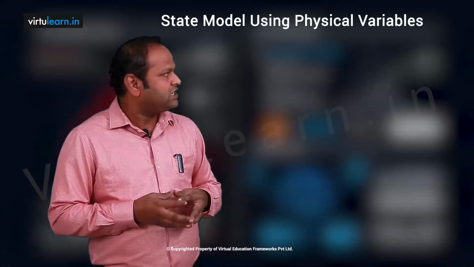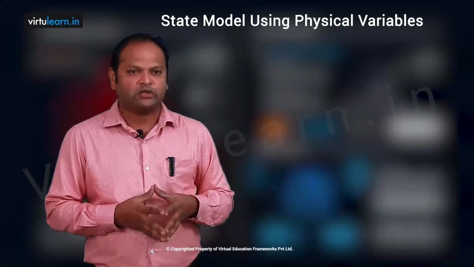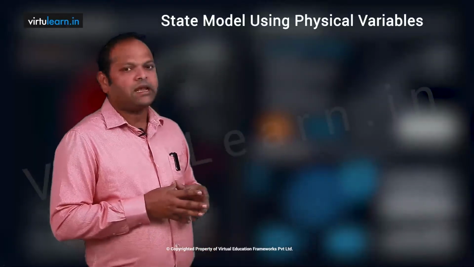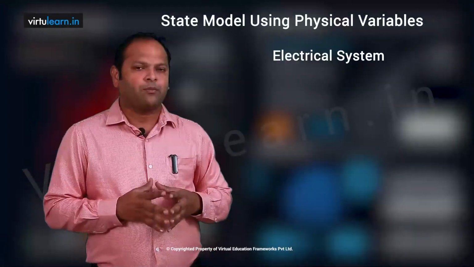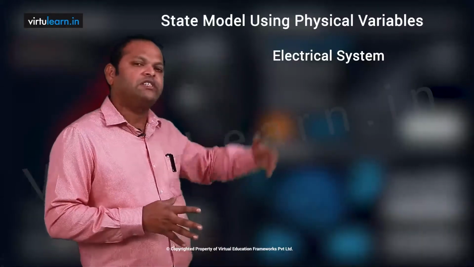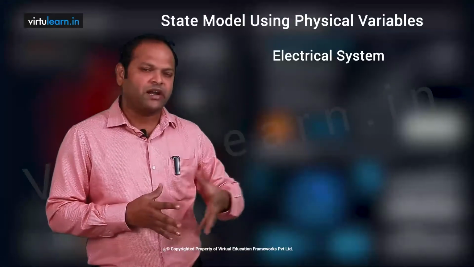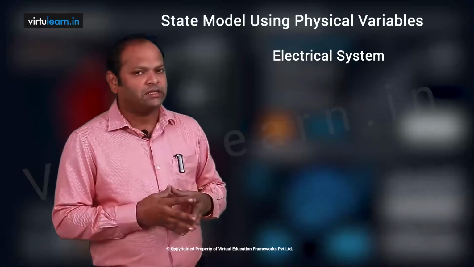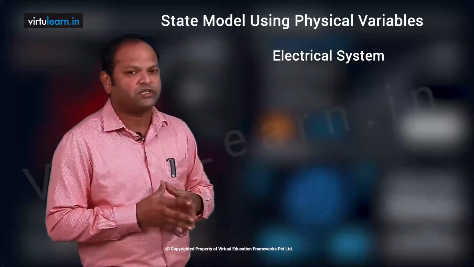Case is state space representation using physical variables. Now, in physical variables, let us take electrical system as example. We can derive the state model for any physical systems like mechanical system, hydraulic system, pneumatic system. Any physical system we can derive very easily. Let us look at the electrical system first.